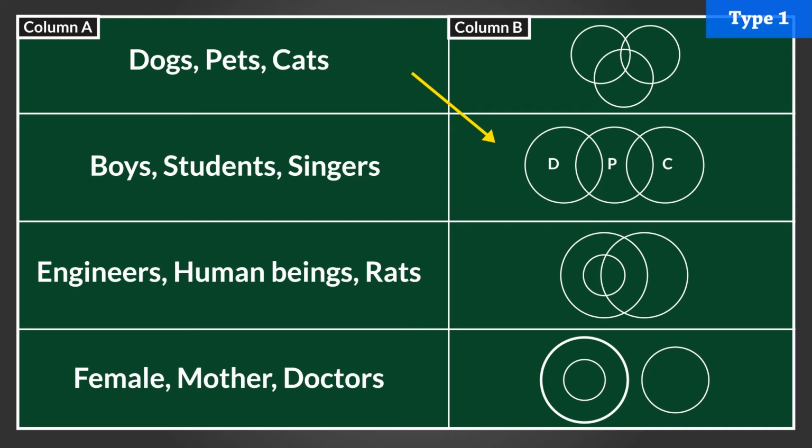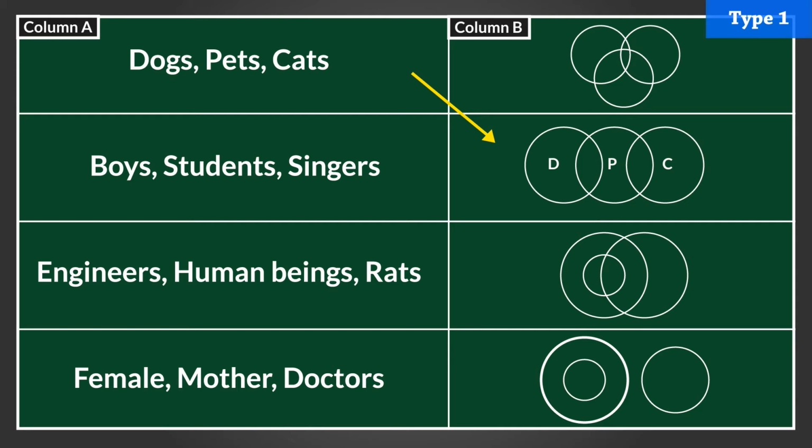Now we know that some pets are dogs. So there is an intersection between the set of pets and dogs. Similarly, some pets can also be cats. So there is a common area between pets and cats as well. But as no dogs can be cats, those two sets are completely different.